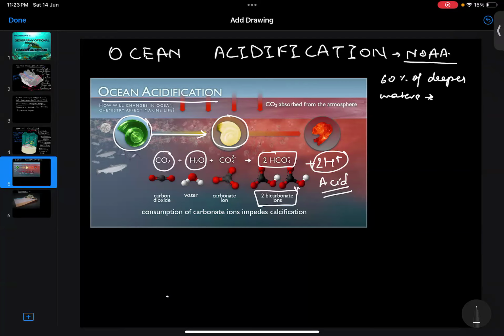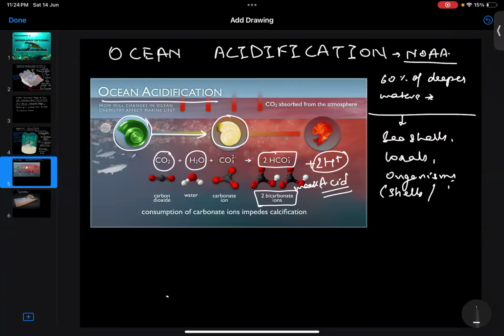Because of this acidification, not only seashells but also corals and various other organisms consisting of shells or calcium are getting weaker. They are getting weaker because of ocean acidification. A research study has been performed by the Plymouth Marine Laboratory.